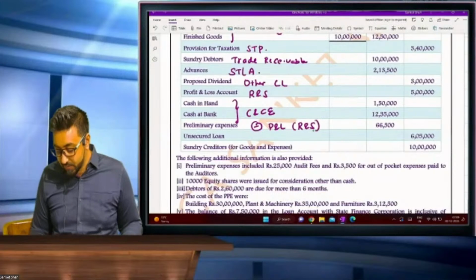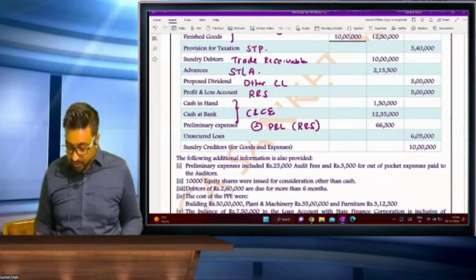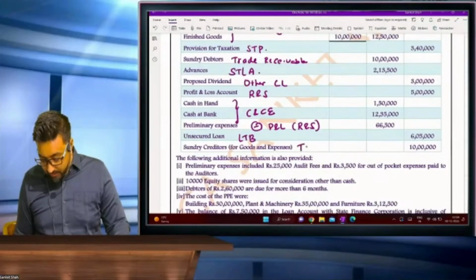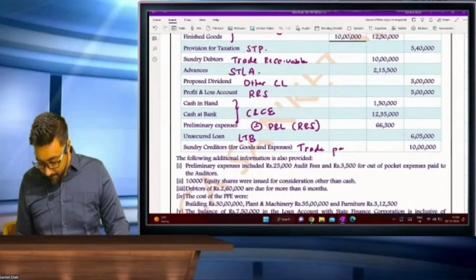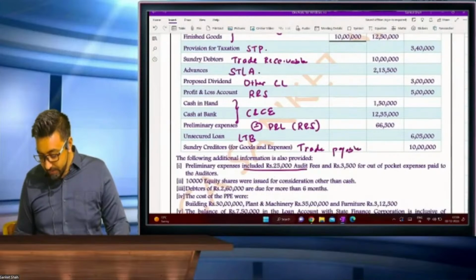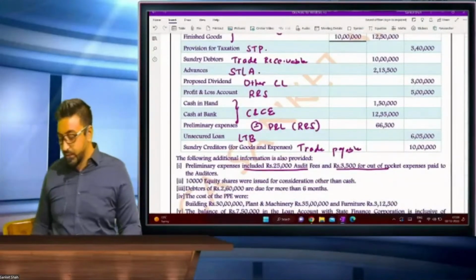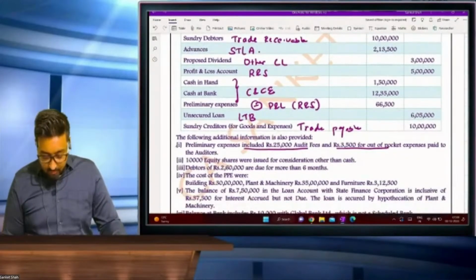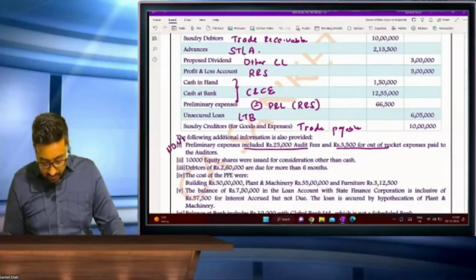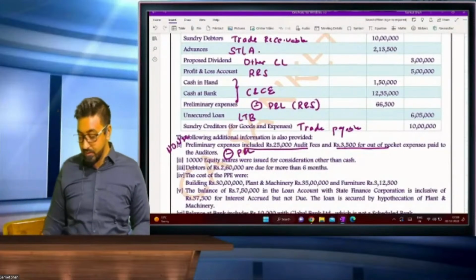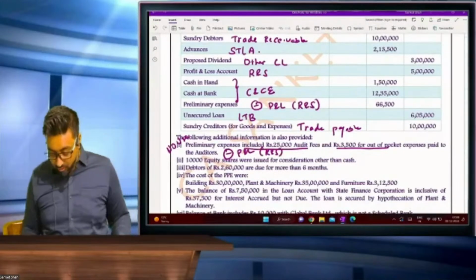Reserves and surplus में से, unsecured loan, long-term borrowings, and sundry creditors, trade payable. Preliminary expense includes 25,000 audit fees and 3,500 audit fees, pocket expenses paid to auditors beta. No use, this is no use beta. This is deducted from the P&L. Reserves and surplus में से minus करना है आपको.